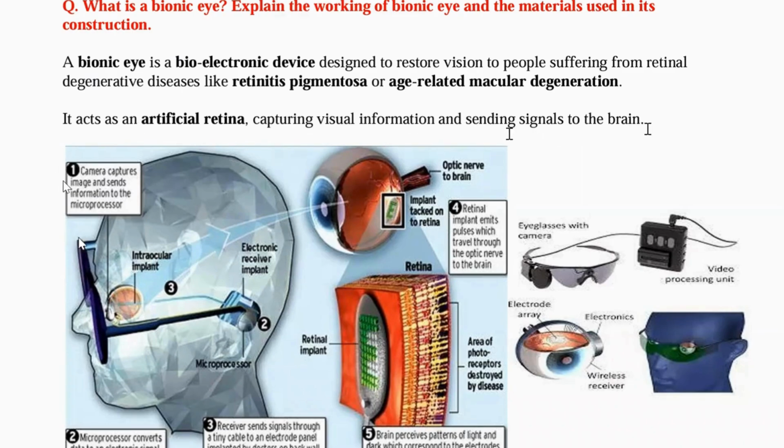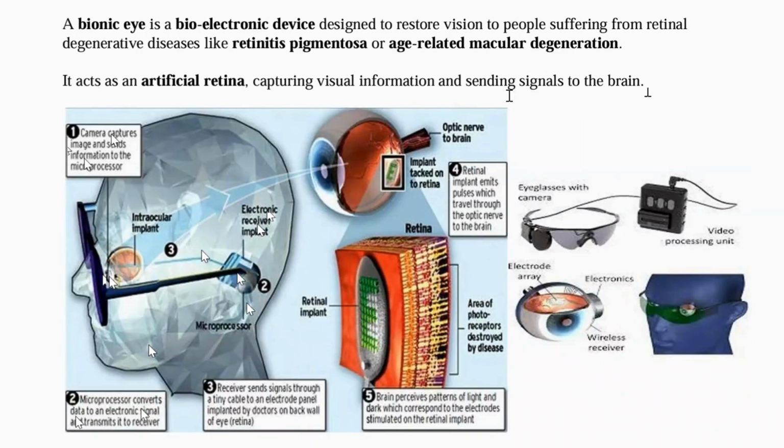You can see there is a camera here. It captures the image and sends the information to the microprocessor. Here, the microprocessor is an electronic receiver implanted in our body. So this converts the data into electrical signals and transmits it to the receiver again. The receiver sends the signal through a tiny cable to an electrode panel implanted by the doctors on the back wall of the eye retina.